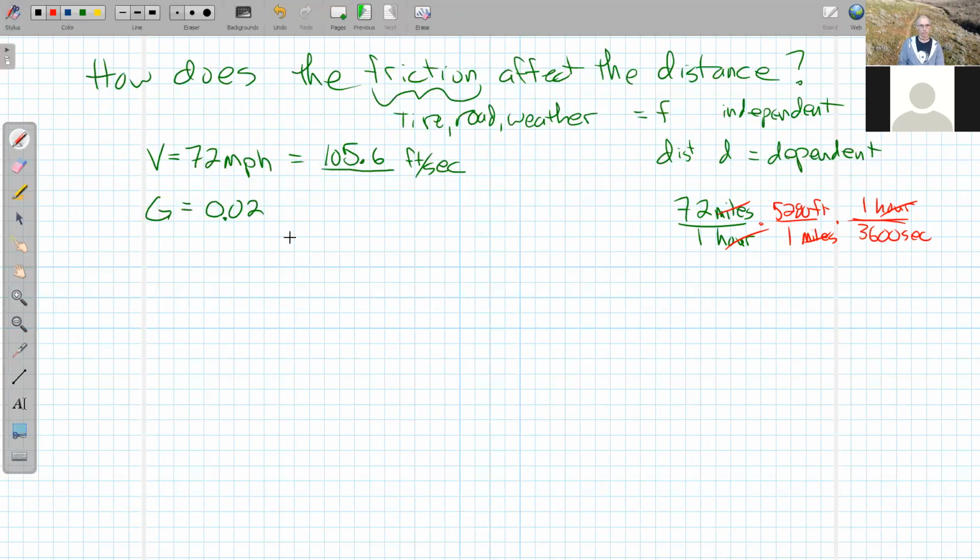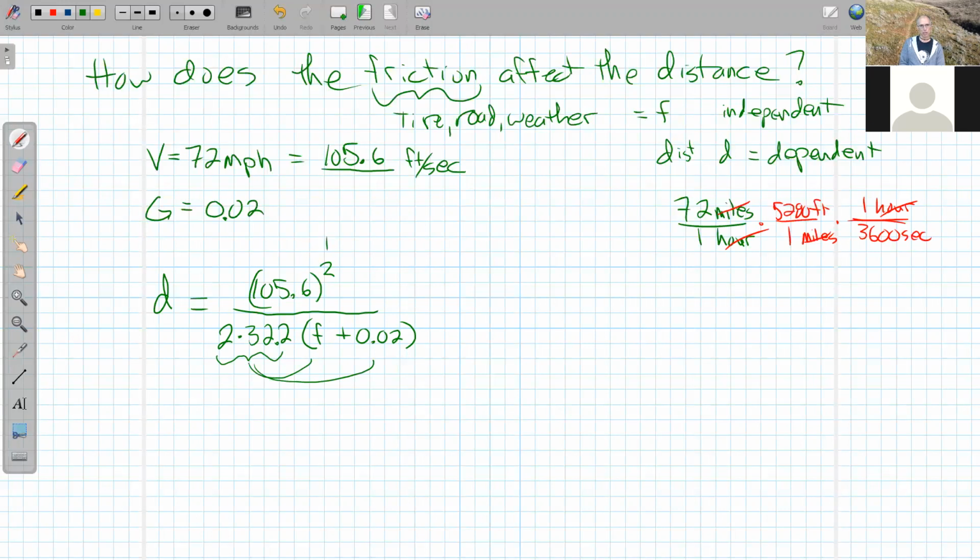this 105.6. So my formula for the distance says take the speed in feet per second and square it. So 105.6 squared, I don't really need parentheses there, divided by 2 times gravity, 32.2, times F, which we don't have, so we're just going to call it F, plus the 0.02. And then to clean this up, we could do this multiplication here and maybe distribute it through, and we have to do this square up there. So calculator help on that.